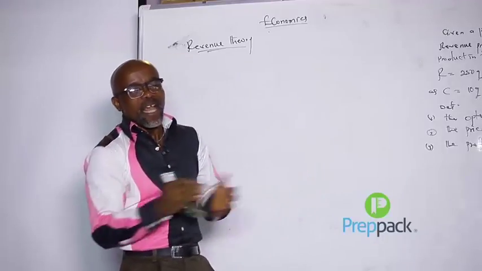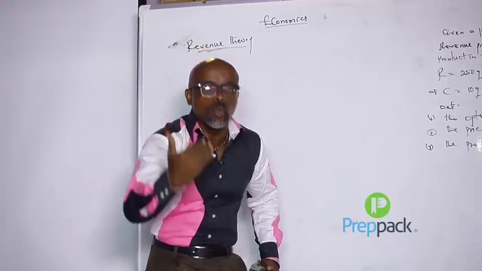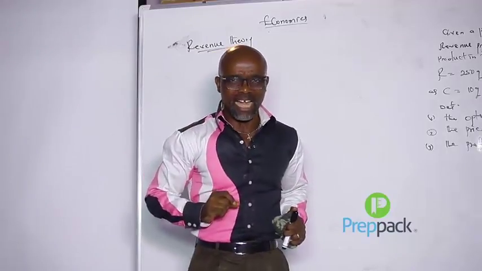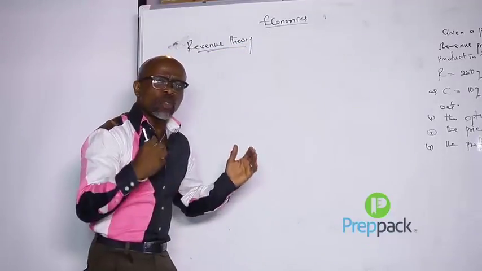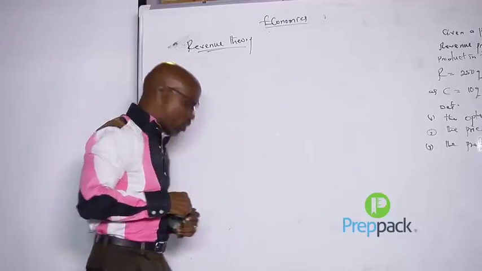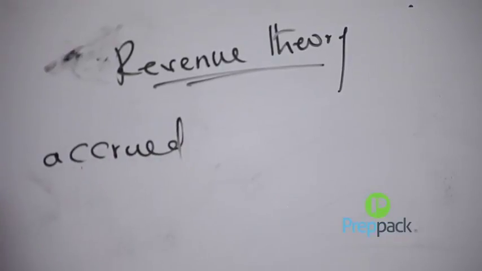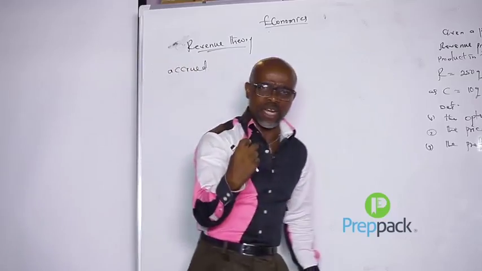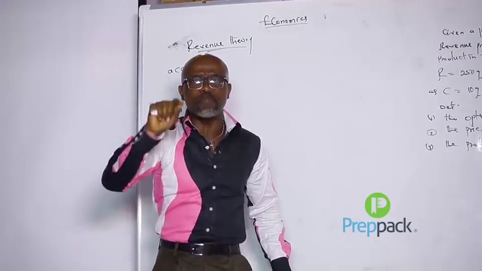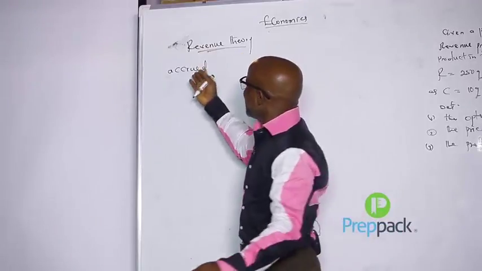Now, what is revenue? Revenue is the amount of money that has accrued to a firm from the sale of its products. I said that revenue is the total amount of income accrued to a firm from the sale of its products. Now, the word accrued means what? Generated. That means the amount of money a firm generates from the sale of its product. That is what we refer to as revenue.